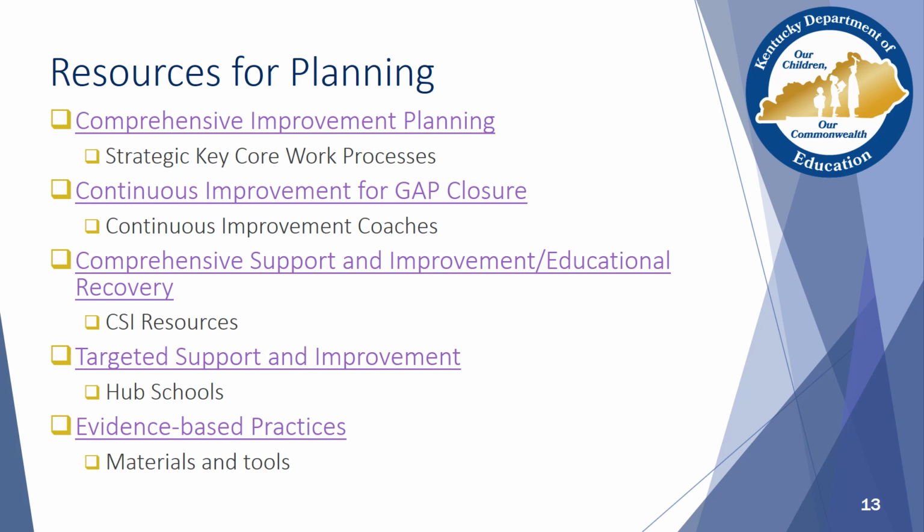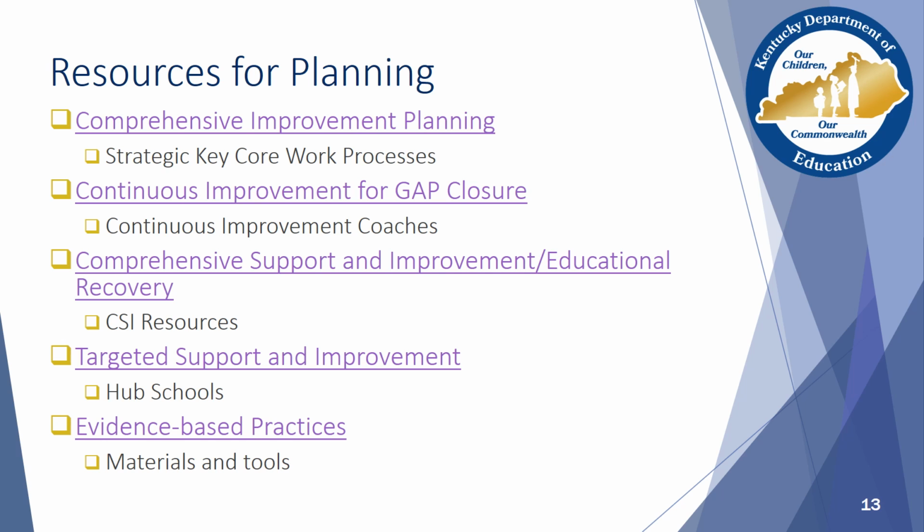The Kentucky Department of Education provides many resources to assist districts and schools as they engage in the improvement process. The Comprehensive Improvement Planning website provides information to further the understanding of continuous improvement, as well as tools designed to incorporate the key core work processes that drive strategic decision-making and guide the development, refinement, and implementation of work systems. Additional information about the key core work processes can be found on the Continuous Improvement for Gap Closure webpage. Continuous improvement coaches are available to provide professional learning to schools and districts around the implementation of sustainable systems as they strive to close achievement gaps.